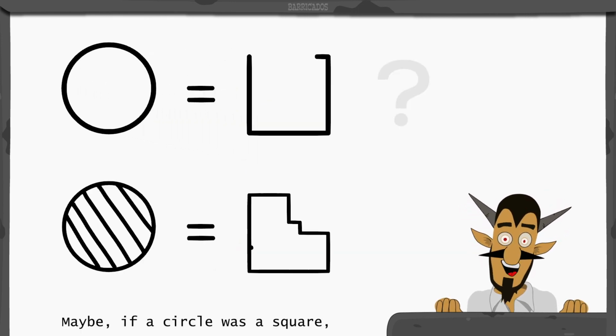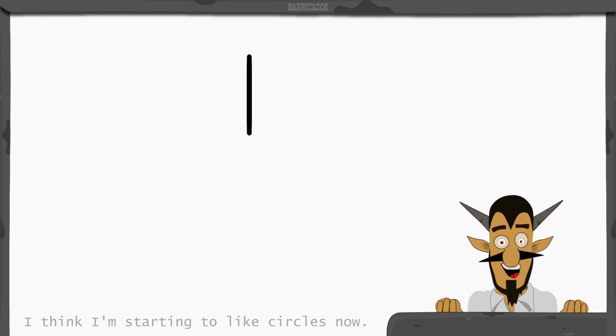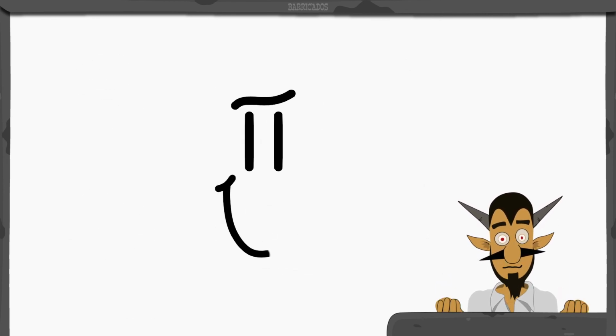Maybe, if a circle was a square, it would have about 3.14 sides. I think I'm starting to like circles now.